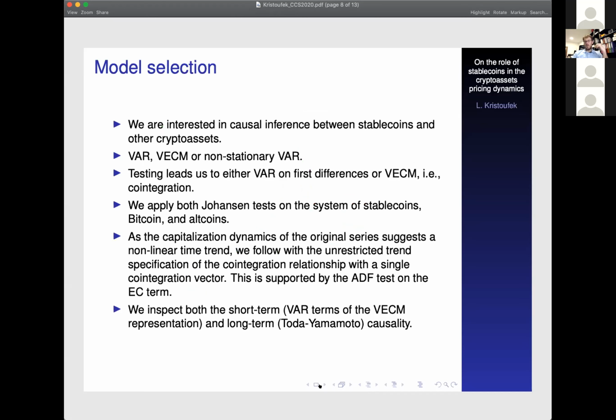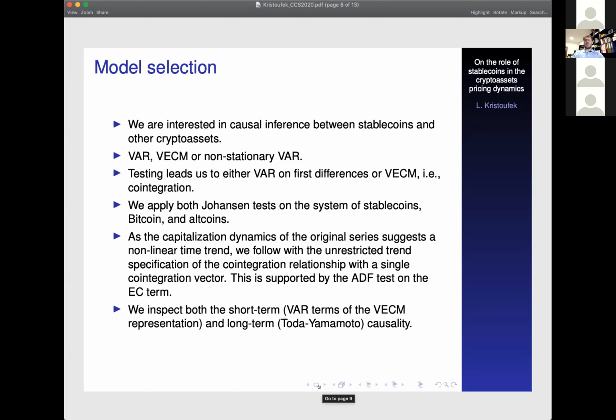So the question is, how really are these interconnected? Which one leads which one, or whether at all they lead each other, or they are just standardly correlated with the lag of zero. So we're interested in some causal inference between stablecoins and other crypto assets. This leads us, standardly in econometrics, to vector autoregression or error correction models, or some non-stationary VAR. So mostly either VAR on first differences or the cointegration ECM model. So we apply Johansen tests and do the standard econometrics procedure on that to see what's happening.